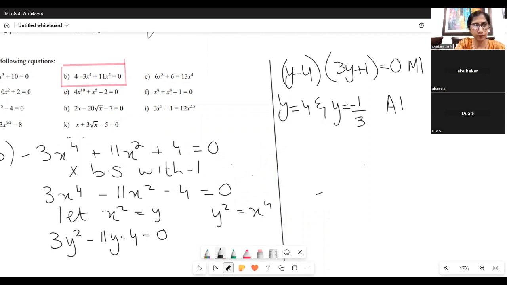Okay. So now let's replace y with what? x square. Yes, x square is 4 and x square is minus 1 by 3.